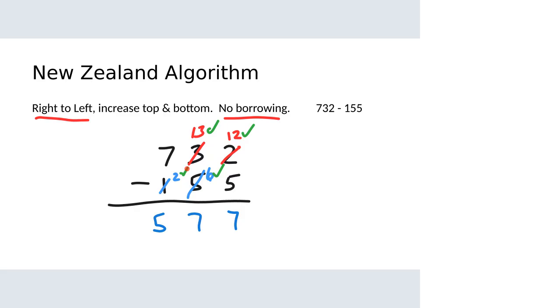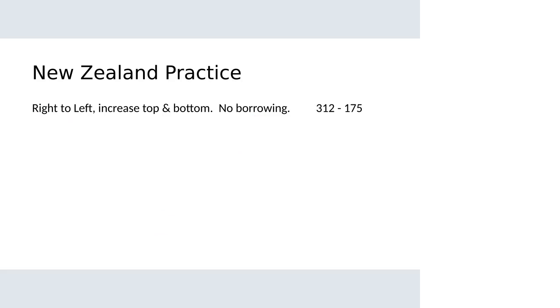I'm going to have you try one and see if you can do it using the New Zealand algorithm. Here goes. I'll just give you a couple minutes to practice it, and then we'll do it together. And that's 312 minus 175. Here again, you might like the New Zealand algorithm, you might not. That's okay. I want you to be aware of the fact that there's more than one way to subtract, and these algorithms work every single time. They're repeatable, they work every time, they give correct answers, so they're totally valid.